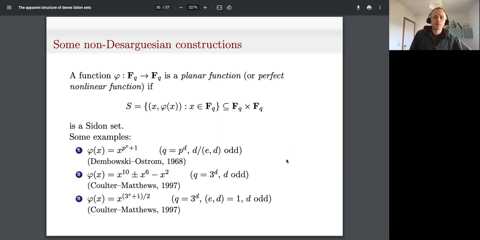But here's another example. You could take, again, a field of characteristic 3, and you could look at x to the (3 to the e plus 1) over 2. That over 2 part really makes this a very different example. It's a really surprising example, again of Coulter and Matthews, in 1997.